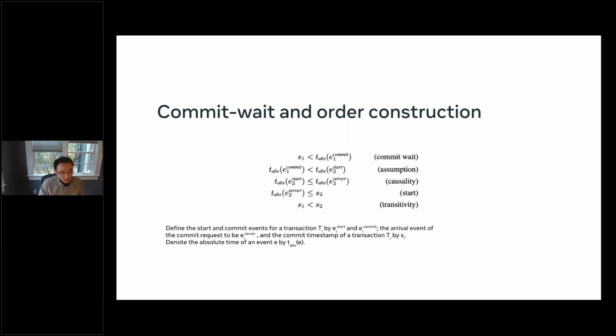The fourth rule, which I want to call out, a lot of people omit this, is why we actually wait out 2 rounds of uncertainties when people say commit wait. There's another wait here called start wait: when the server, in this case Spanner, receives this transaction request, you have to pick a transaction timestamp S2, which is definitely in the future.